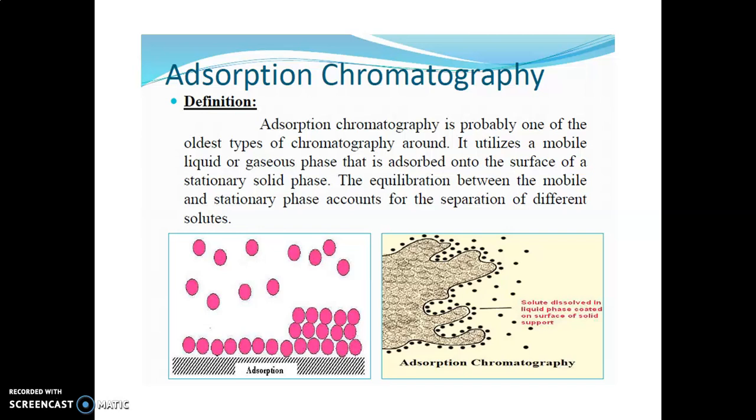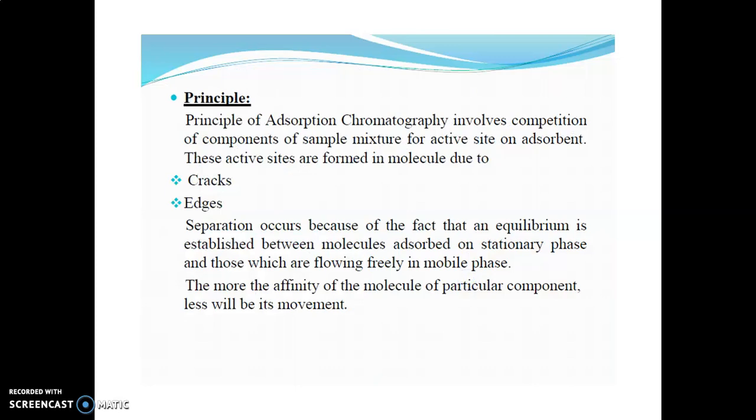It utilizes the mobile liquid or gaseous phase that is adsorbed on the surface of the stationary solid phase. The equilibrium between the mobile and stationary phase accounts for the separation of different solutes. The principle of adsorption chromatography involves basically a competition of components of the sample mixture for active sites on an adsorbent. These active sites are formed in a molecule due to the cracks and edges.